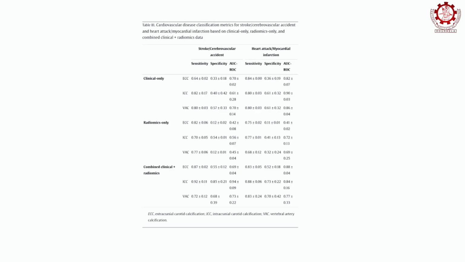But here are the results of cardiovascular disease classification, and the different events that we had were stroke or other cerebrovascular accidents, heart attacks, myocardial infarction. We found that if we combine, again, radiomics with clinical features, our results were much better as compared to just clinical features or just radiomic features. So this tells you that there is a certain degree of association between the morphology and texture of the calcifications and cardiovascular events.